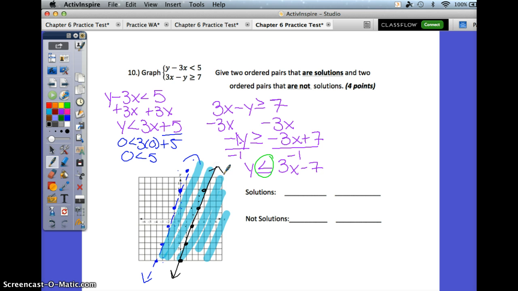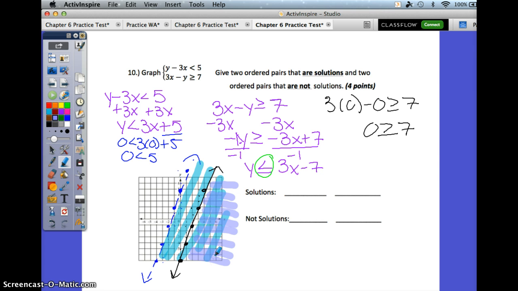If you tried 0, 0 here, is 3 times 0 minus 7 greater than or equal to 7? Well, no, 0 is not greater than or equal to 7. That's false. So we don't want to shade where 0, 0 is. We want to shade on the opposite side. So we'd shade over here.